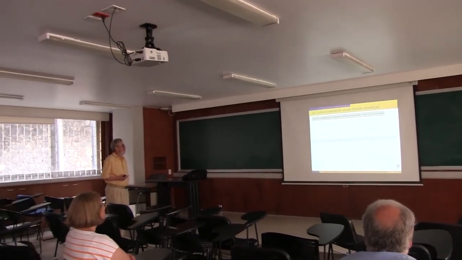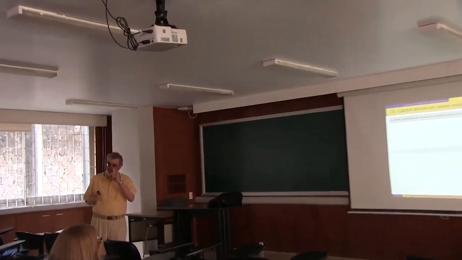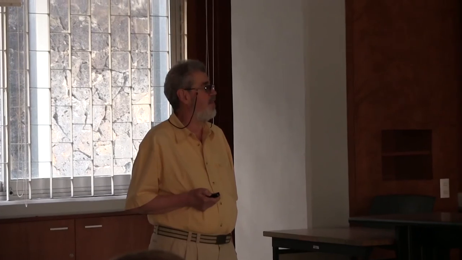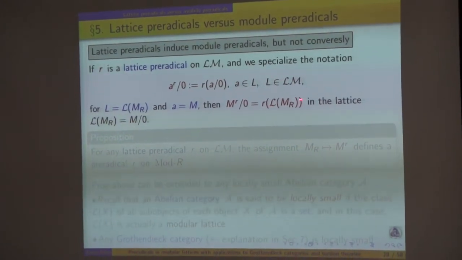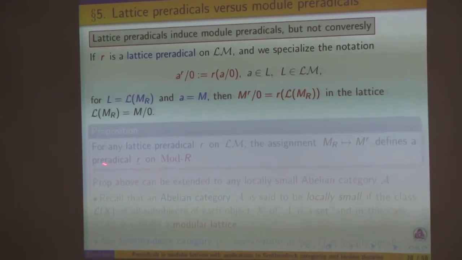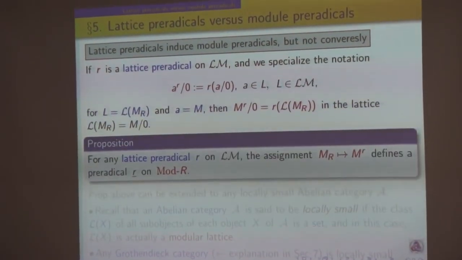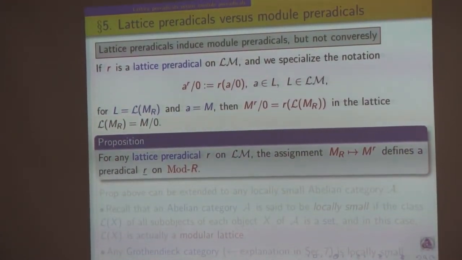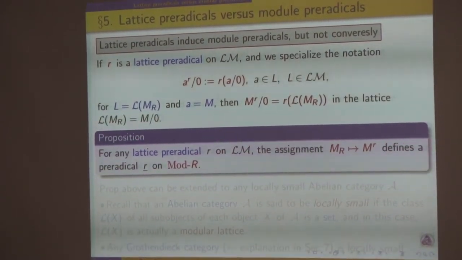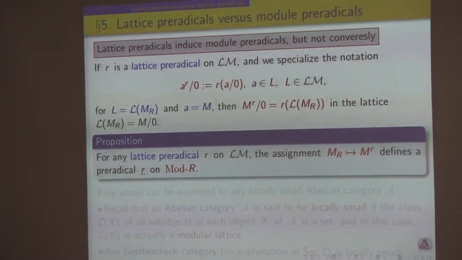Okay, now this will be a bit more technical. So we compare lattice predicates with module predicates. If we have a lattice predicate of L of M, we specialize this notation for the lattice of all submodules of M. If we specialize, we have M of R over here, this is exactly the predicate of this lattice. Now we have the following result. For any lattice predicate, this assignment for any module, we have this M of F, it defines a predicate. For any lattice predicate, we have a module predicate.